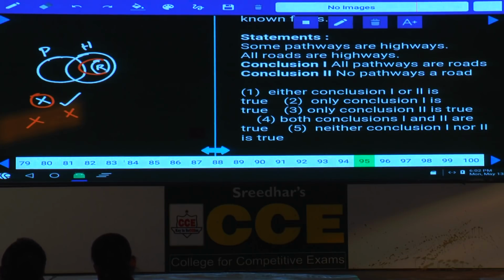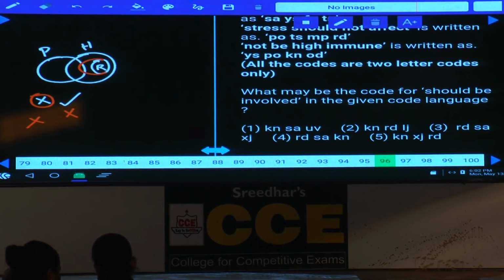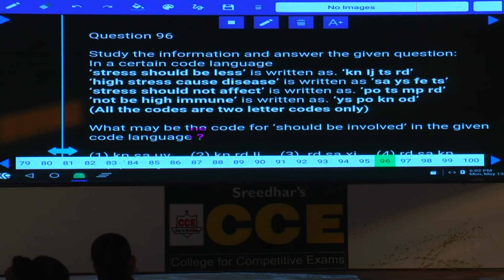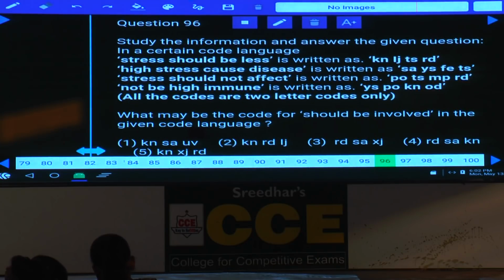Then 96 to 100. Now, these 5 questions are based on coding and decoding. In this coding and decoding, first compare the first and the second statement. Stress should be less. High stress cause disease. Stress is the word which is common between these two. As stress is common, the code which is common is TS, and the code to the word stress is TS.